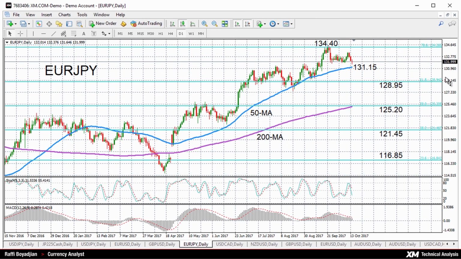But at the moment, if the downside momentum continues, we could potentially see support coming from the 50-day moving average at 131.15. Below that, we have the 61.8% Fibonacci at 128.95, followed by the 125.20 level, and that's the 50% Fibonacci level of that down leg.